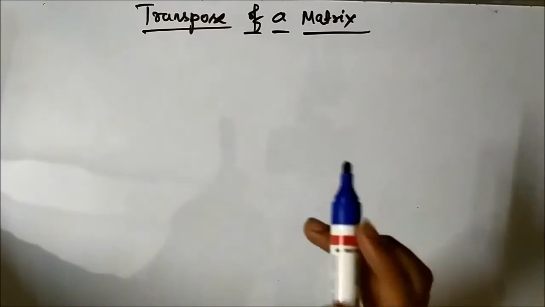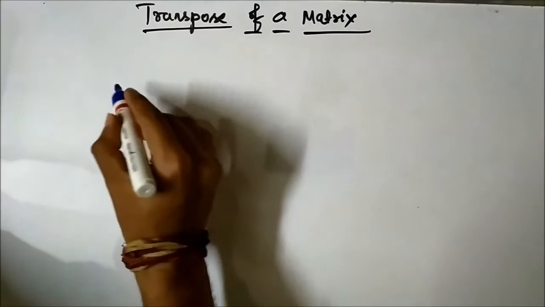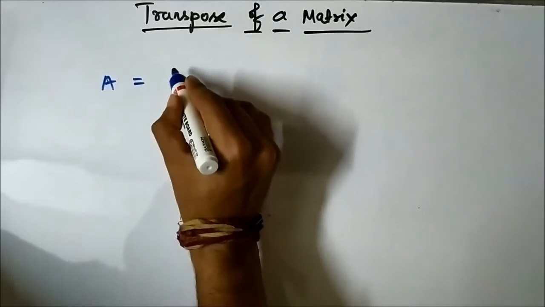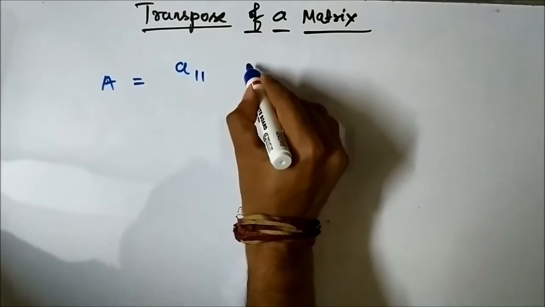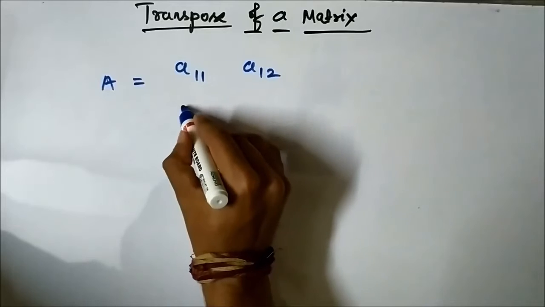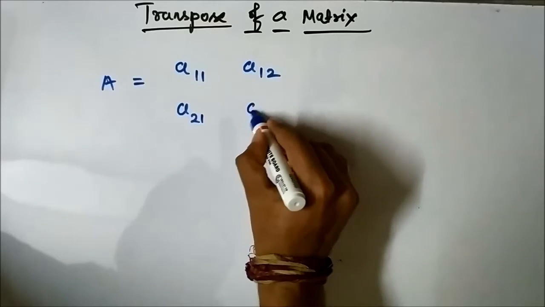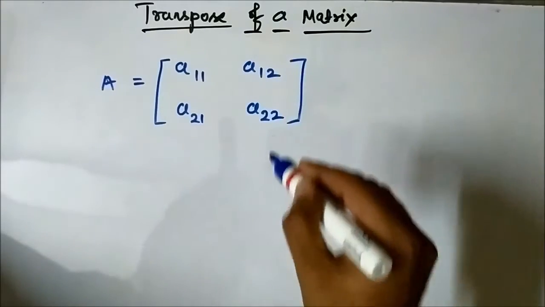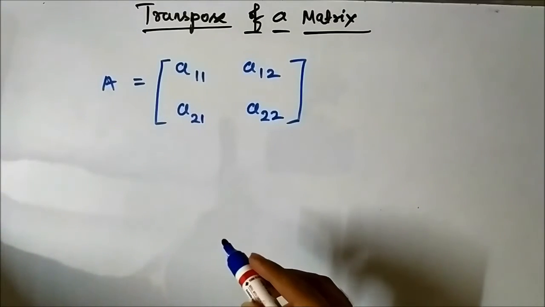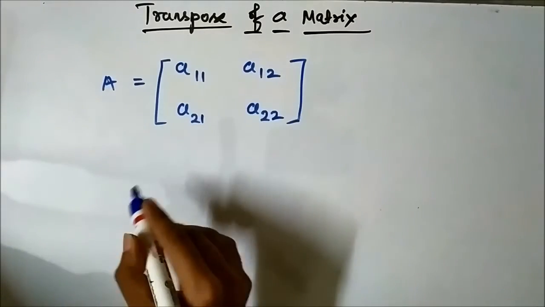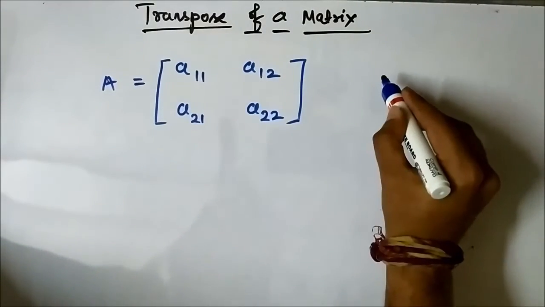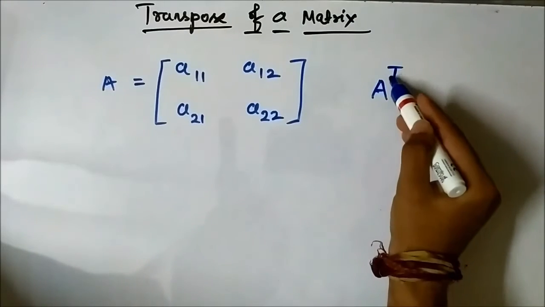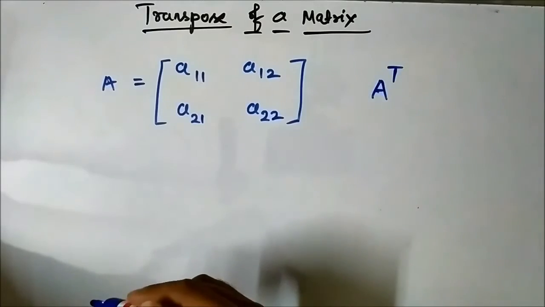So suppose we have a matrix, let's say A is equal to A11, A12, A21, A22. This is a matrix. This is a 2 cross 2 second order matrix. The transpose of a matrix is represented by this symbol. Okay, it means transpose of matrix A.